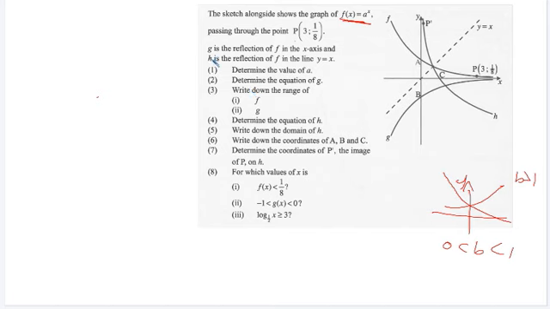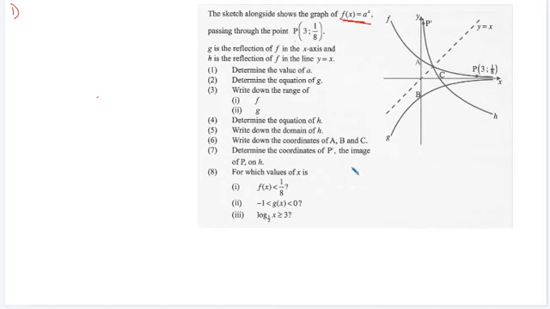And then h is the reflection of f in the line y is equal to x. This one is telling us that h is the inverse of f, and vice versa, f is the inverse of h. So they are inverses of each other, right? Now, answering the question, determine the value of a. Determine the value of a. We have that for question 1. How do we determine the value of a?